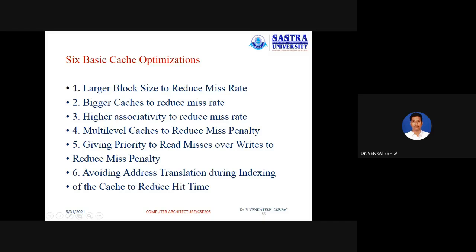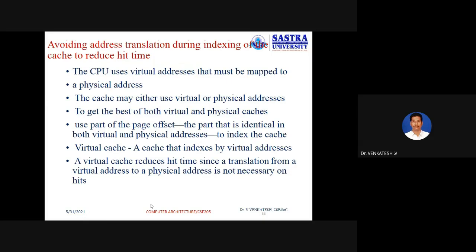So we are going to take this particular point, avoiding address translation. We are going to reduce the translation time in order to reduce the hit time. So how are we avoiding the address translation during indexing of the cache to reduce the hit time? The CPU uses a virtual address that maps to a physical address. Already you all know that the virtual address is going to be mapped to a physical address. The option is that the cache may use either a virtual address or a physical address.